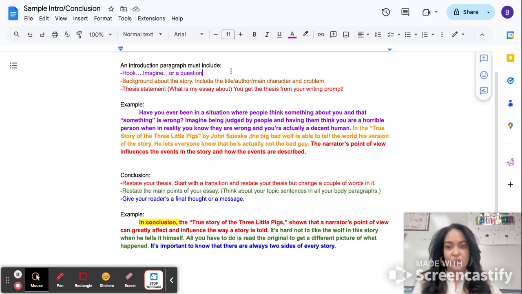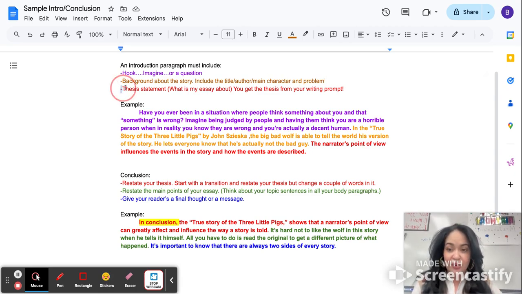So when you write an introduction, you need to start with the hook, which is a question or an imagine line. Imagine is like creating a scene so that your reader can visualize yourself and what you're talking about. You have to have one or two sentences giving a little bit of background about the story. This should include the title, the author, the main character, and potentially what's the problem in the story.